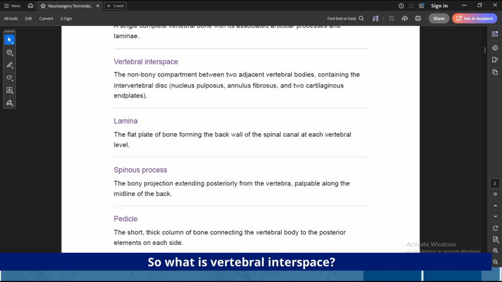So what is vertebral interspace? Vertebral interspace is the non-bony compartment between two adjacent vertebral bodies, which contains intervertebral disc. And also the parts of intervertebral disc are nucleus pulposus, annulus fibrosus and two cartilaginous end plates. So what is vertebral interspace? Vertebral interspace is the non-bony compartment between two adjacent vertebral bodies.